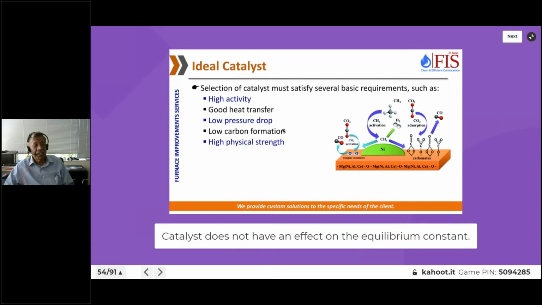So what are the requirements of a catalyst actually? There are several requirements we can talk about. High activity, that is the most important one. Good heat transfer. I mean, you want to make sure that it is also getting heated and cooled at the same time. Low pressure drop. You don't want too much pressure drop. Low carbon formation and high physical strength. These are all very important things.